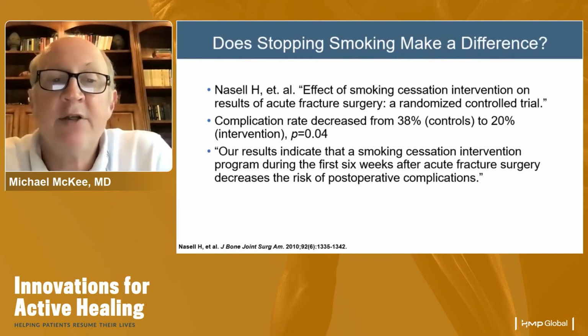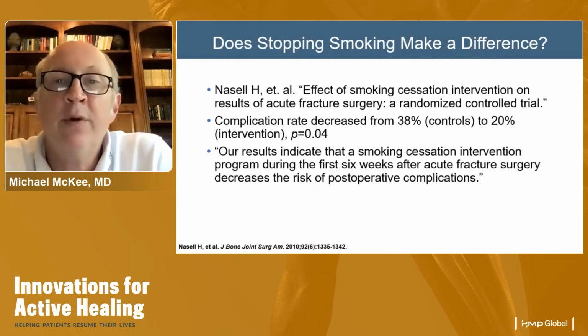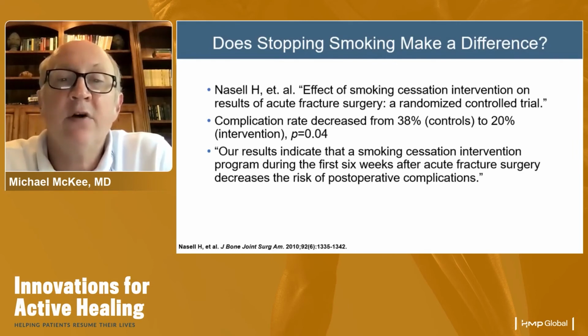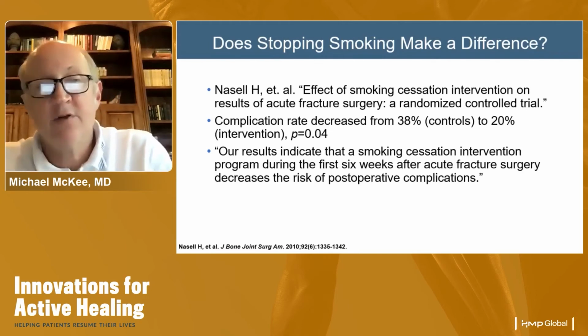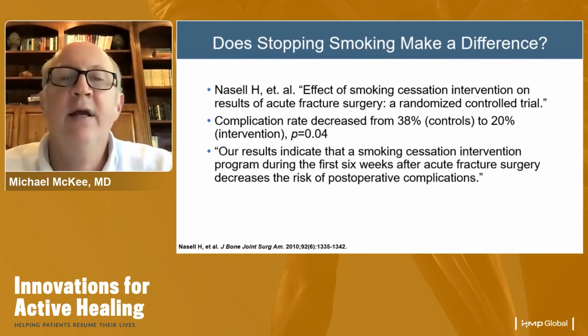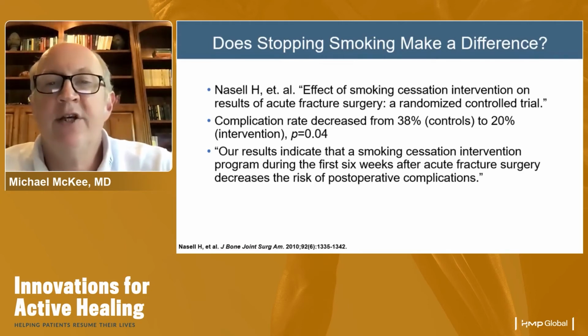So this is actually a randomized controlled trial in the Journal of Bone and Joint Surgery looking at the effect of smoking cessation on the results of acute fracture surgery. And this was a good quality RCT. And they found that they could decrease the complication rate from 38% to 20%. Pretty well cut it in half. Still fairly high, agreeably, but cut it in half by an acute smoking cessation intervention program.